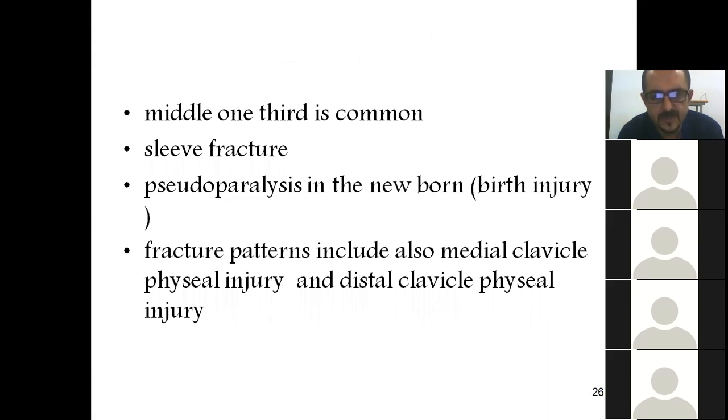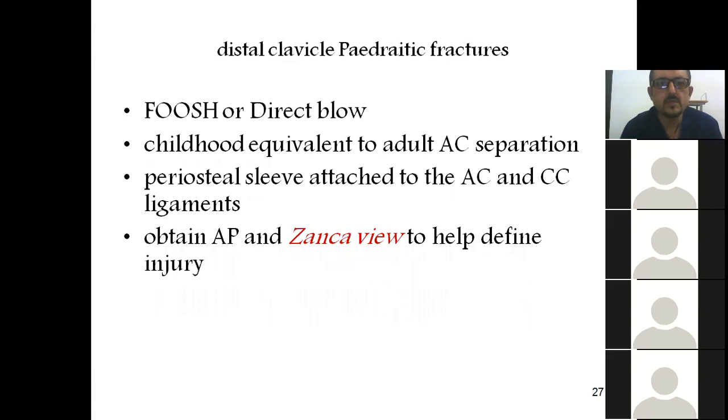Fracture patterns should also include the medial clavicle physeal injuries and distal clavicle physeal injuries. Distal clavicle pediatric fractures are caused by a fall on an outstretched hand or a direct blow, the childhood equivalent of adult AC separation, with the periosteal sleeve attached to the AC and periclavicular ligaments, so they heal quite nicely. For assessment, you have to obtain an AP and Zanca view to help identify the injury.